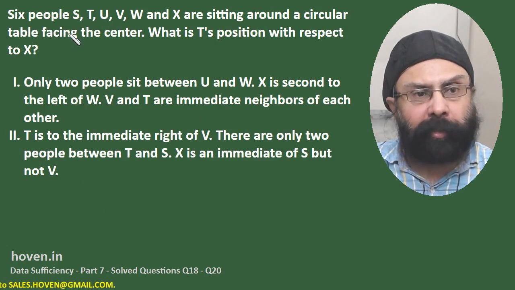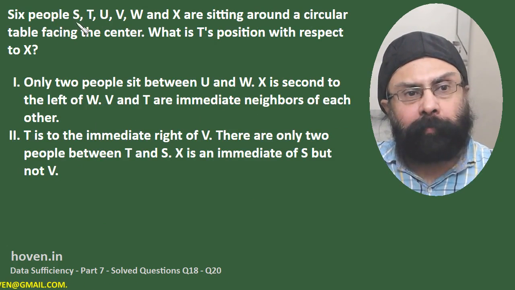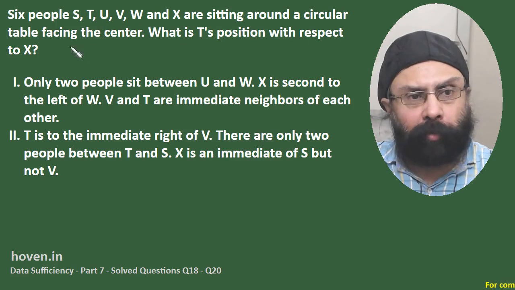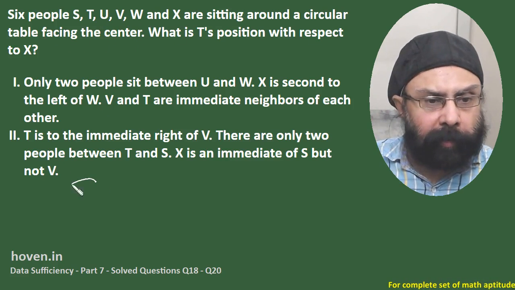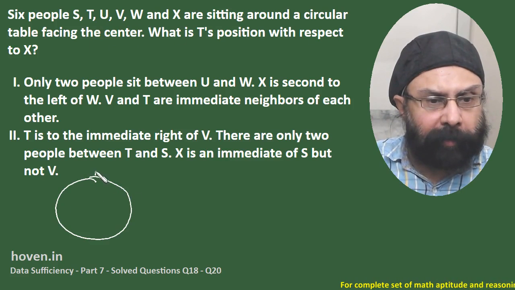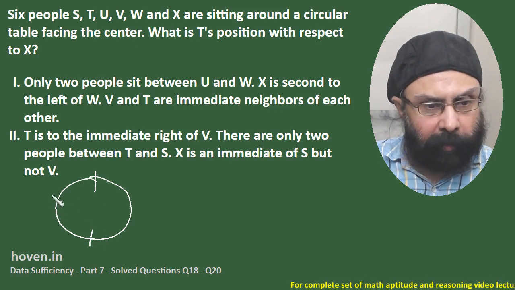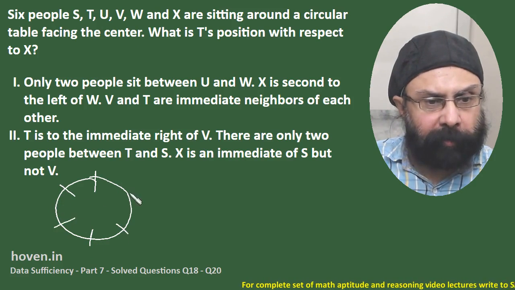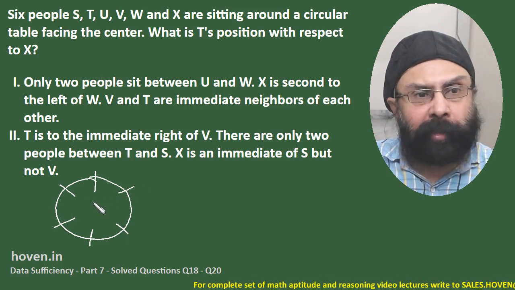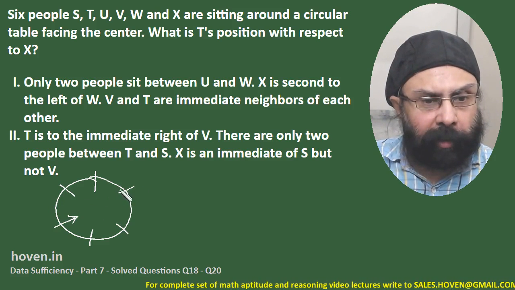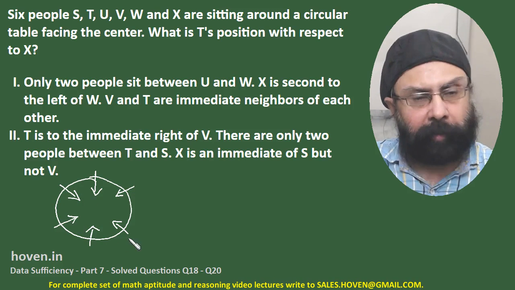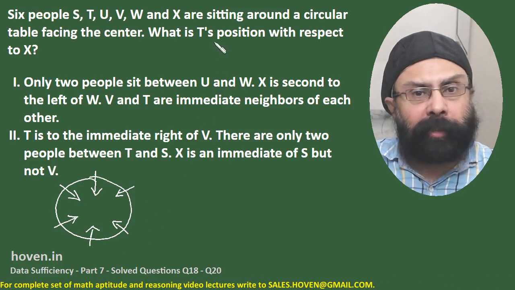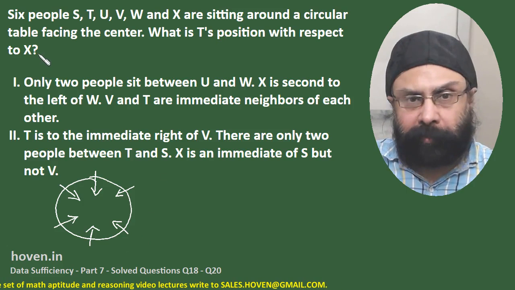This also appears to be a sitting arrangement problem. Six people S, T, U, V, W and X are sitting around a circular table facing the center. There is a circular table and six persons, we can mark six spaces. All of them are facing the center. This way, this way, this way, this way, this way, and this way. And what is T's position with respect to X?